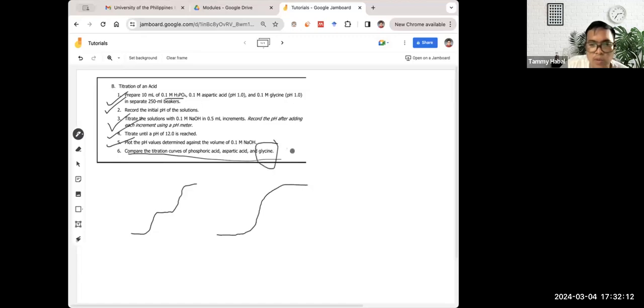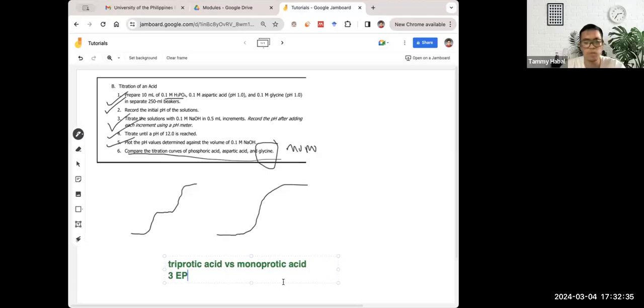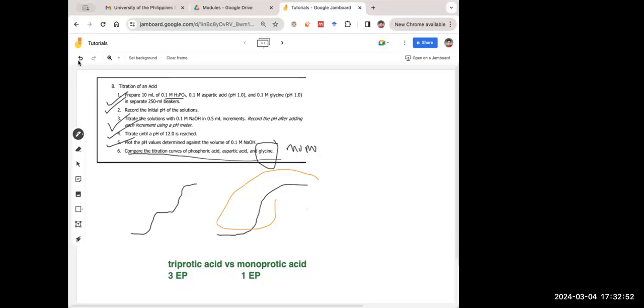Glycine, what's the formula of glycine? It's monoprotic, no? Oh, a clue. Triprotic acid versus monoprotic acid. How many peaks or how many equivalence points will you see for triprotic? Three. 3 EP. How about in monoprotic? One. Oh, yun ang clue. So if glycine is monoprotic, the curve would be like this, no? O pag diprotic, how would be the curve? O, i-annotate mo before we end.